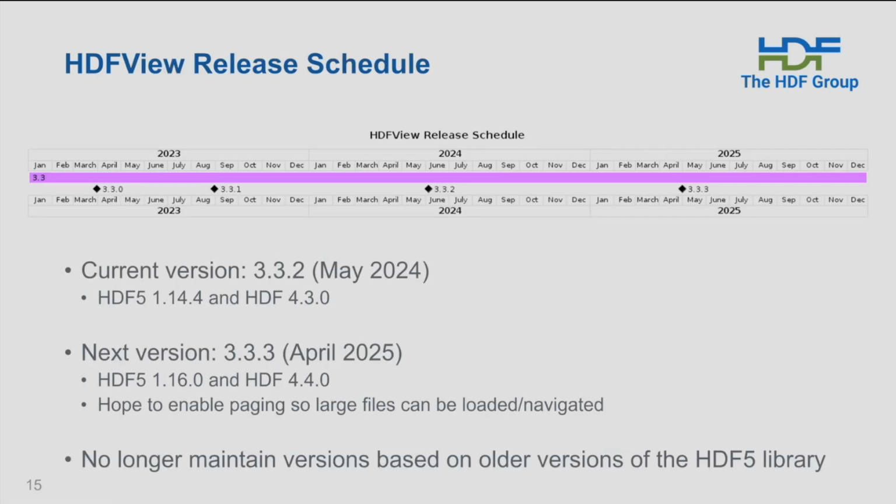So HDFView, we really haven't been making a lot of changes to HDFView, and I feel that's kind of unfortunate. People do like to use HDFView to look around. I think it's still our most popular downloaded thing from the website. Current version is 3.3.2. It uses HDF5 1.14.4 and HDF4 4.3.0. We'll have another version next year that'll use 1.16.0 and 4.4.0. So I guess that's probably going to be 3.4.0, not 3.3.3.